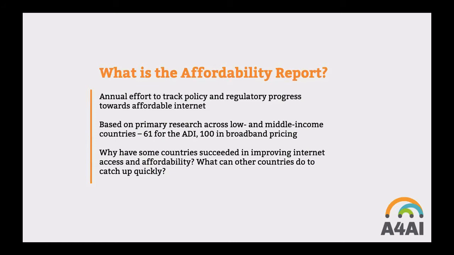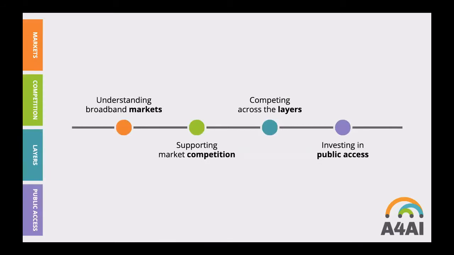Ultimately, this report is focused on trying to answer the question of why some countries have succeeded in improving internet access and affordability, and what other countries can do to catch up quickly. This really speaks to our message of trying to get universal and affordable access to every individual, no matter their circumstances. And so in this year's report, we focused on the theme of market competition and how that relates to that vision of making the internet affordable.